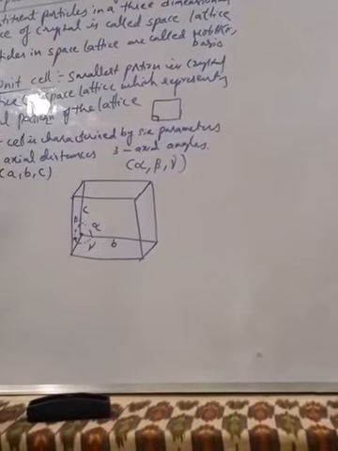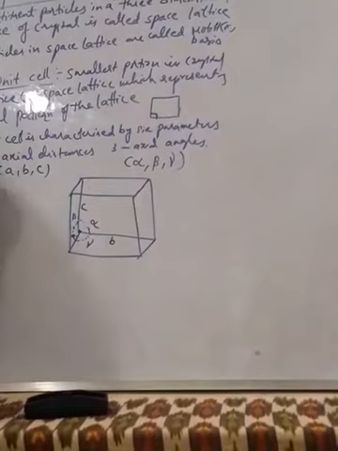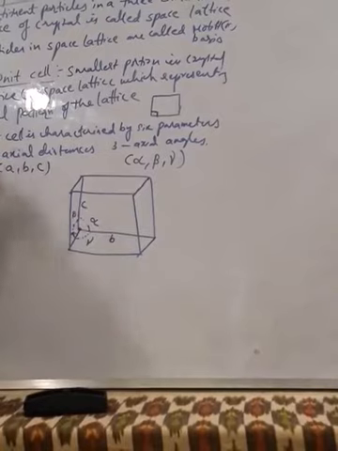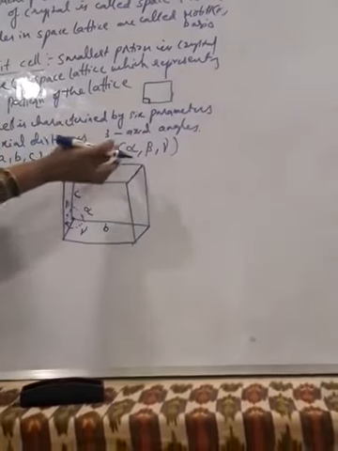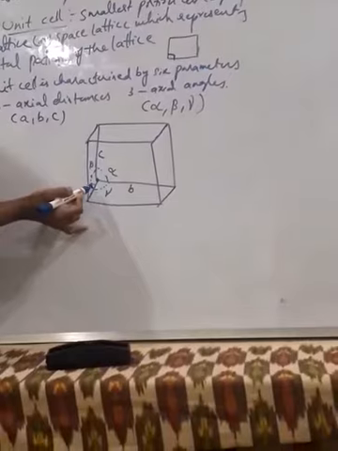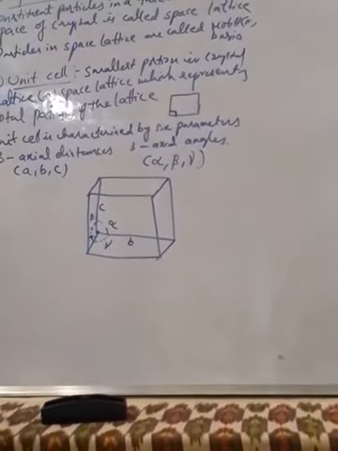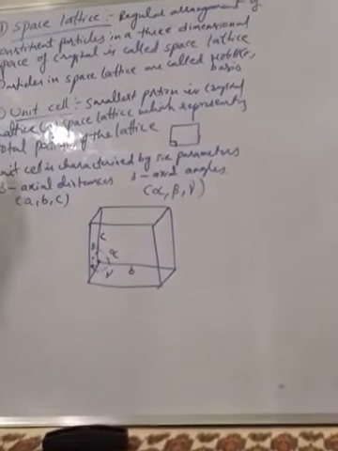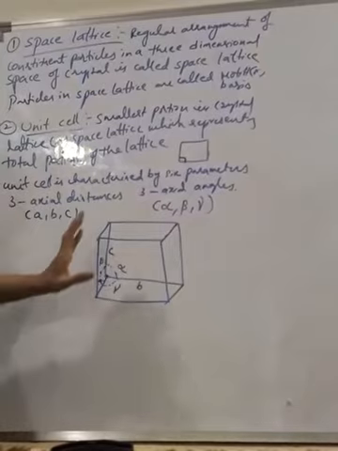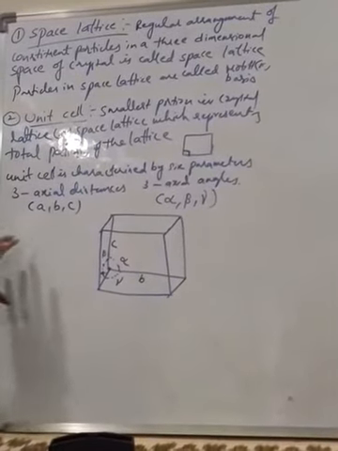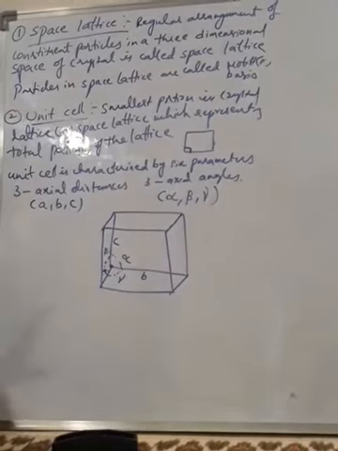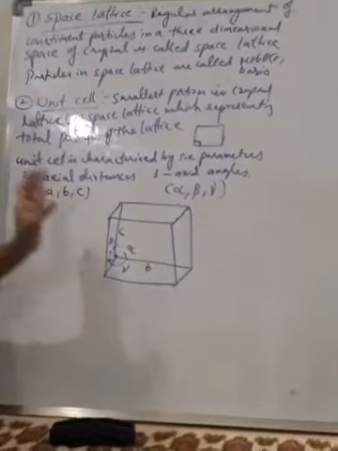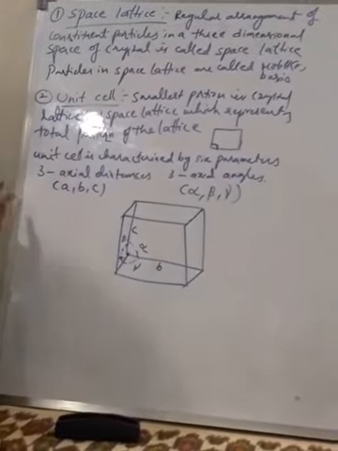So this unit cell contains 6 parameters. 3 are axial distances. Here axial distances are A, B and C. And 3 are axial angles. Axial angles are alpha, beta and gamma. Okay. So all these are the 6 parameters. Then unit cells, they are generally divided into 2 types. Primitive unit cells, non-primitive unit cells. Non-primitive unit cells are also called as centered unit cells.